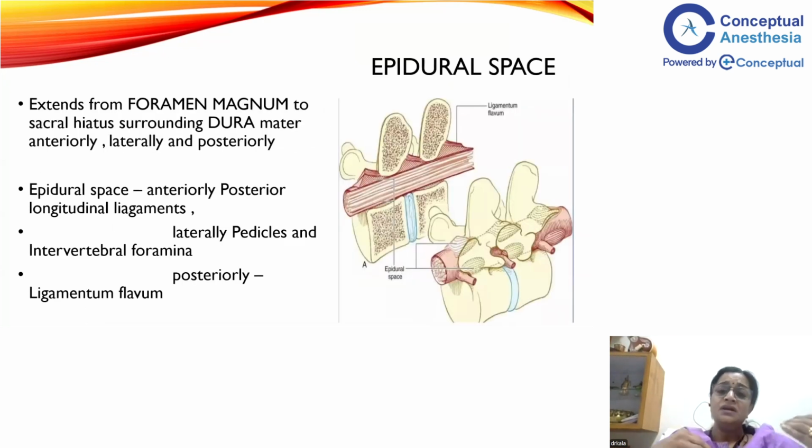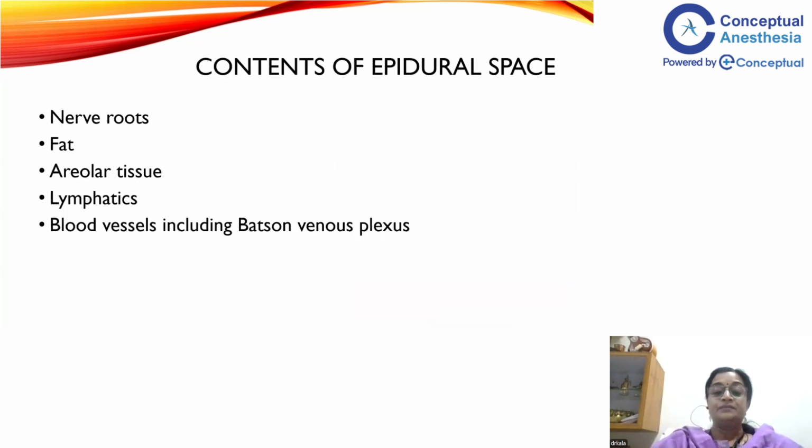Now the epidural space extends from the foramen magnum to the sacral hiatus, surrounding the dura mater anteriorly, laterally, and posteriorly. Anteriorly, you have the posterior longitudinal ligament. Laterally, the pedicles and the intervertebral foramina, and posteriorly, it has the ligamentum flavum. Then what are the contents of the epidural space? The nerve roots, fat, areolar tissue, lymphatics, blood vessels, including the Batson venous plexus.